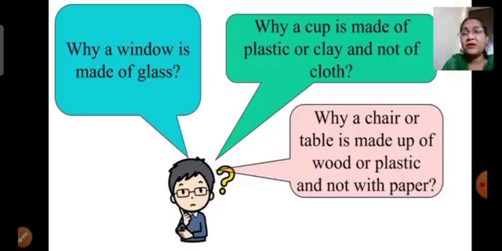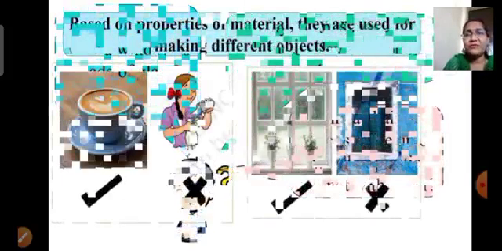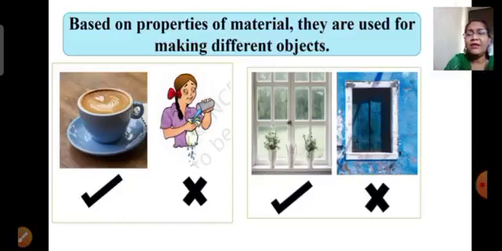For example, a tea or a coffee mug is always made with clay or plastic materials because its purpose is to hold the liquid. And if we try to make a coffee mug with cloth material, it will not be able to hold the liquid. Similarly, windows are always fitted with glass so that we can see outside even when they are closed.